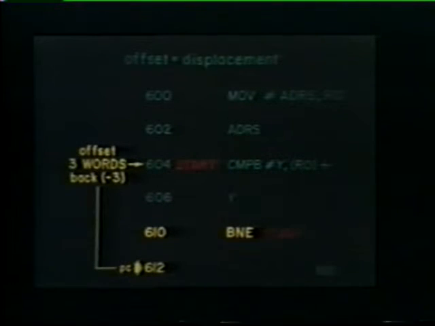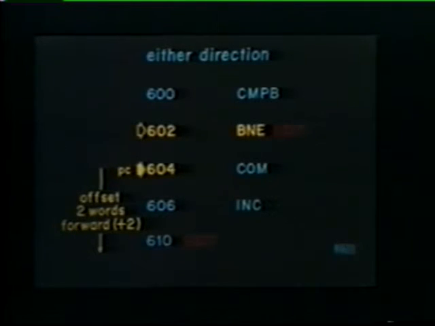Notice two important points. First, the compare instruction fills two word locations because it uses the immediate addressing mode. Secondly, the offset is calculated between the updated PC and the desired address. In other words, the address is 3 words back from the PC, or we could say the offset is -3. The offset can be used in either direction. Here, our offset is 2 words forward or +2. Again, notice that the offset is relative to the PC. It is the distance in words between the PC and the desired address.